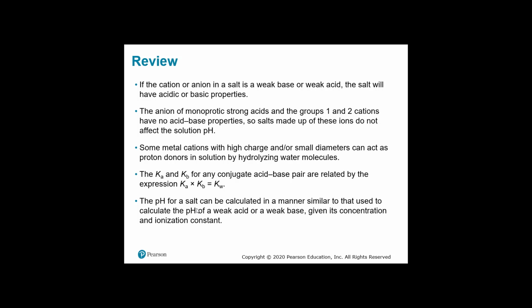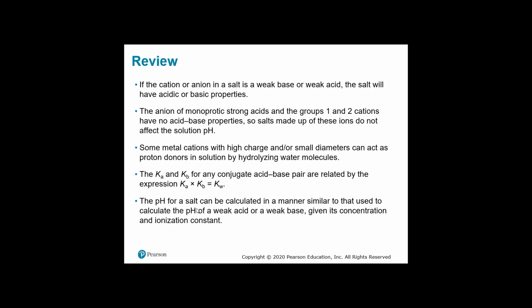Okay, so if the cation or anion in a salt is a weak base or weak acid, the salt will have acidic or basic properties. So it's the opposite of what you're dealing with. If you have a weak base, then the salt will be acidic. If you have a weak acid, then the salt will be basic. The anion of a monoprotic strong acid and group 1 and 2 cations have no acid-base properties, so they're neutral. They don't play a part.